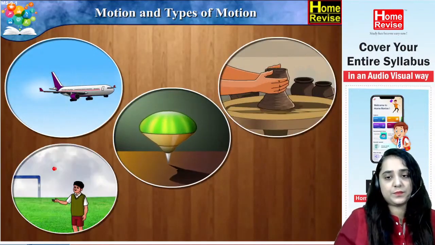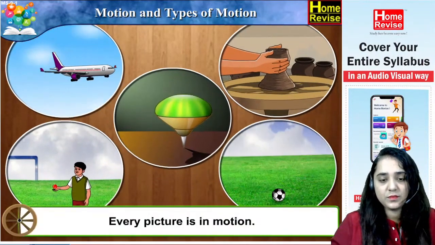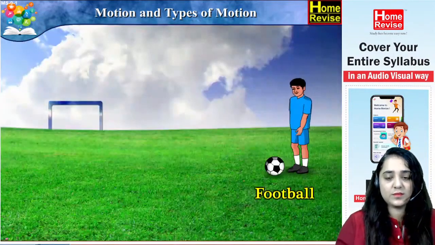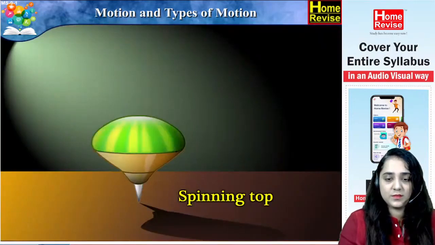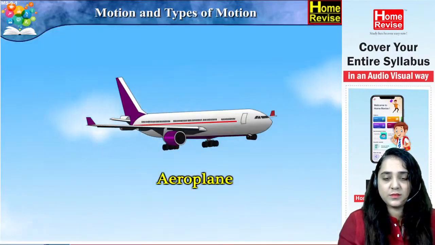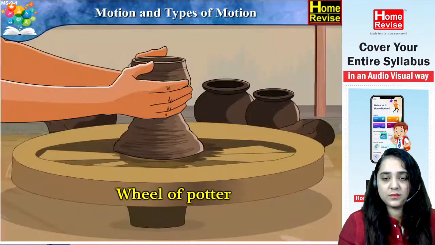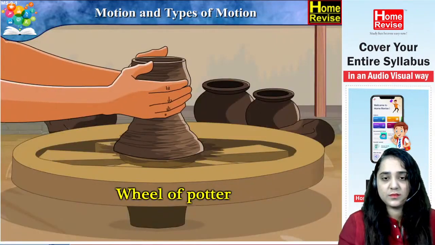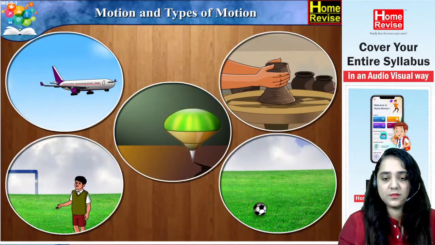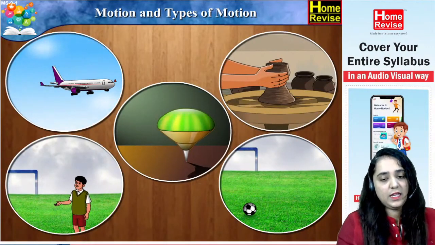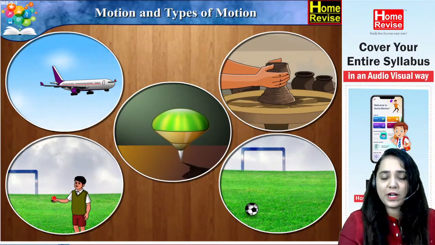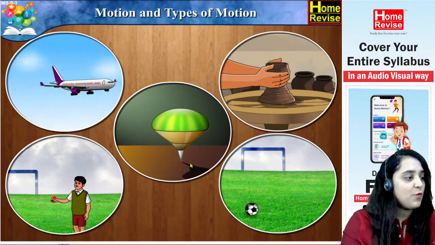Now observe these pictures. Every picture is in motion. Like this football, spinning top, the ball, the aeroplane, and wheel of potter. Now, let's learn more about motion and types of motion in this chapter. Yes. So, whichever example it is in front of you, each and every one is a moving object.